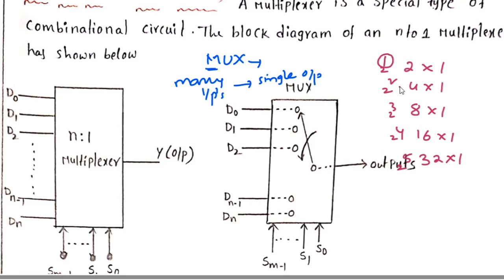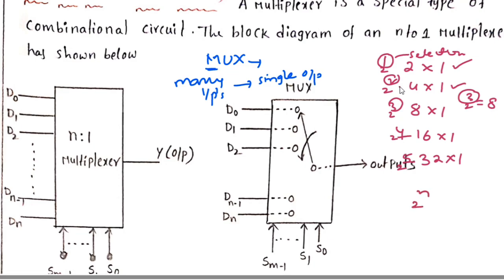This power gives us the selection lines. The power gives us the information about the number of selection lines used in the particular multiplexer. So a 2 by 1 multiplexer needs only one selection line. A 4 by 1 multiplexer requires two selection lines. An 8 by 1 requires three selection lines because 2 to the power of 3 equals 8. So three selection lines. Here 4 selection lines, here 5 selection lines.